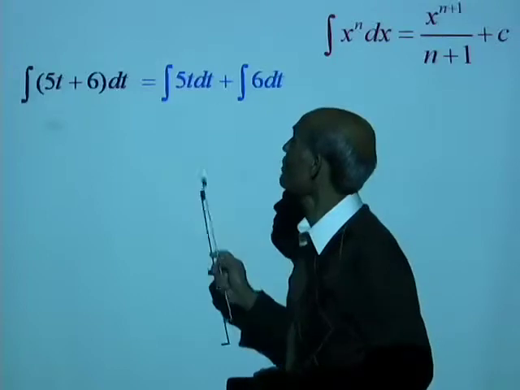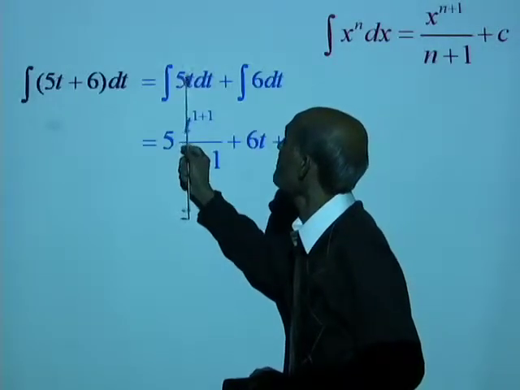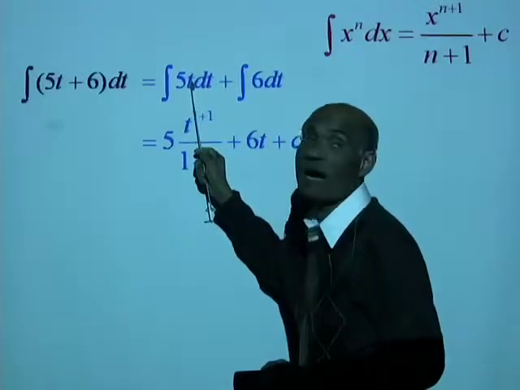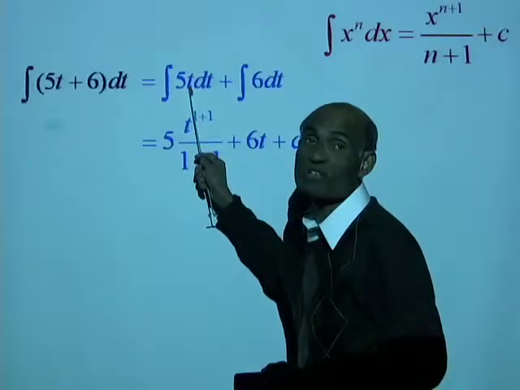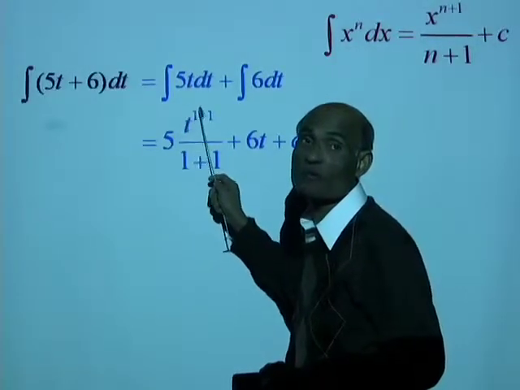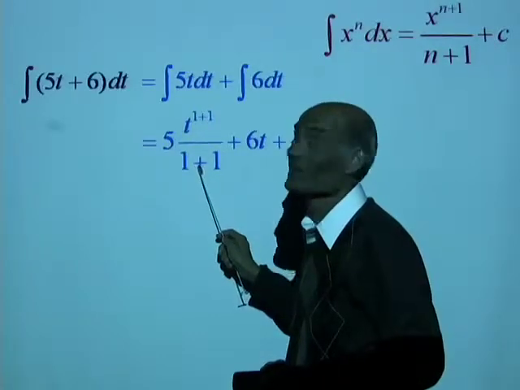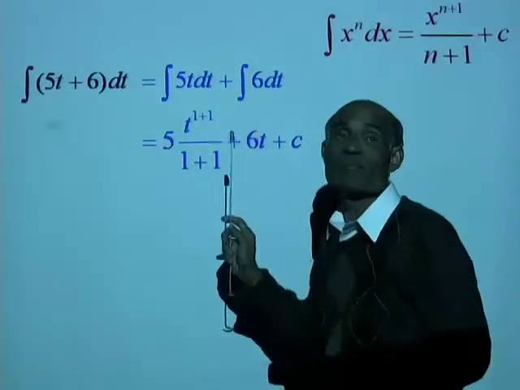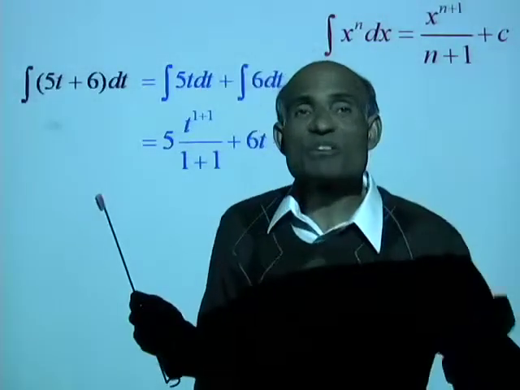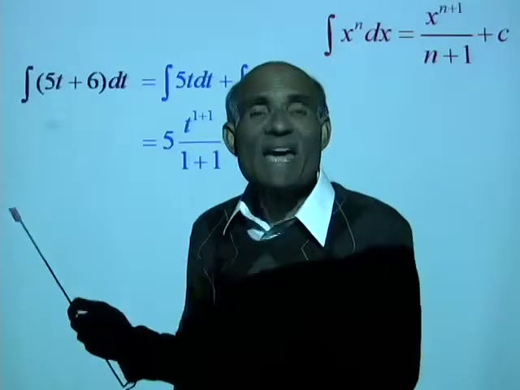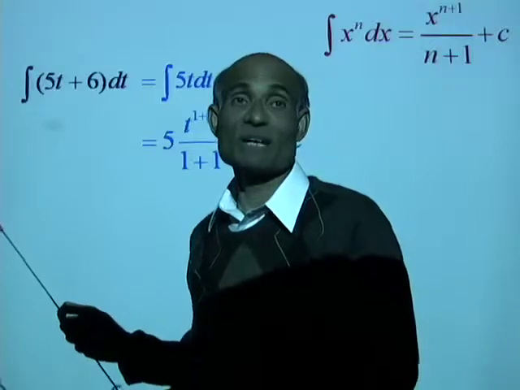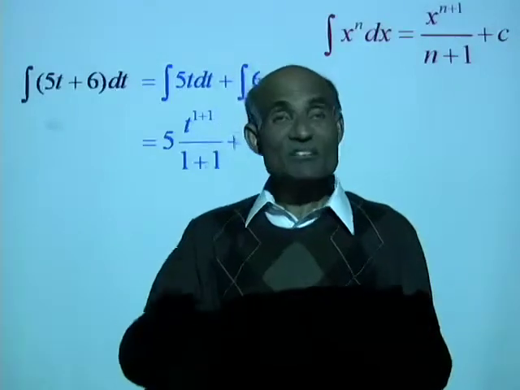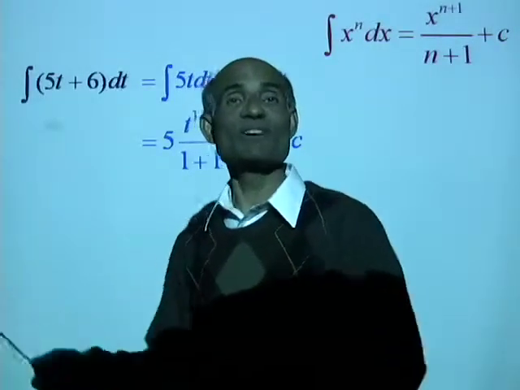Now, what is the integral of 5t dt? The 5 comes out, 5 times the integral of t dt. The power of t is 1. So integrating that will give you t to the power of 1 plus 1 over 1 plus 1. Plus, integrating 6 dt will give you 6t. Didn't we talk about this in the beginning? Integral a dt is at plus c. That's right. In fact, integral of dt equals t, integral of dx equals x, and so on.